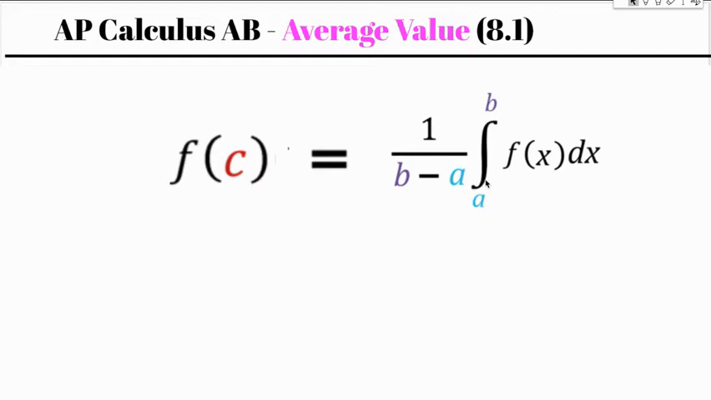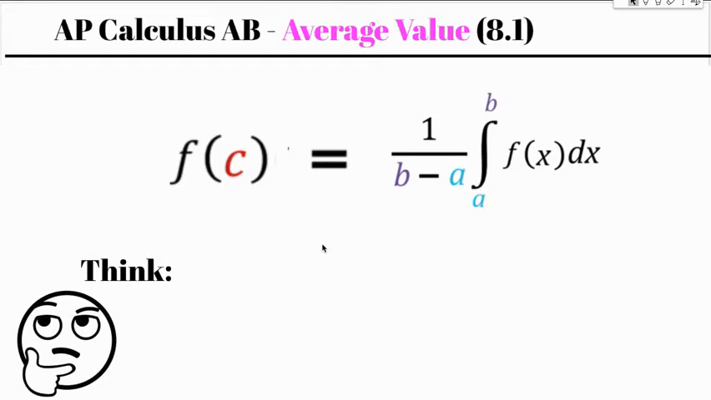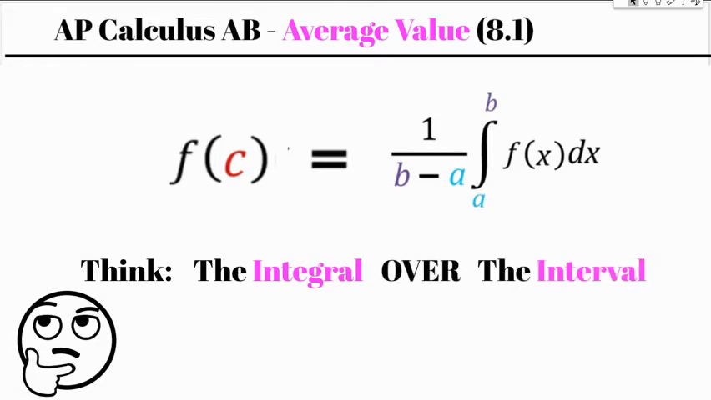We're adding up all of our rectangles, giving us the exact accumulated area, and then we're dividing by the length of the interval. So we still have that grand total divided by how much. In this case, it's how far. So I like to think of average value as the definite integral over, or divided by, the interval.